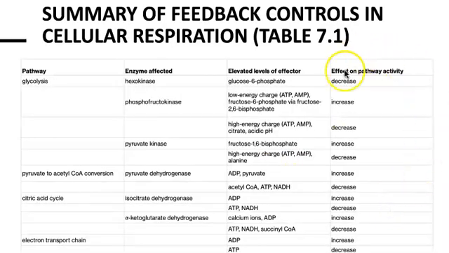Here is a summary slide from your book. This is Table 7.1. It's really great to take a look at these limiting steps or important steps so that we can control cellular respiration.